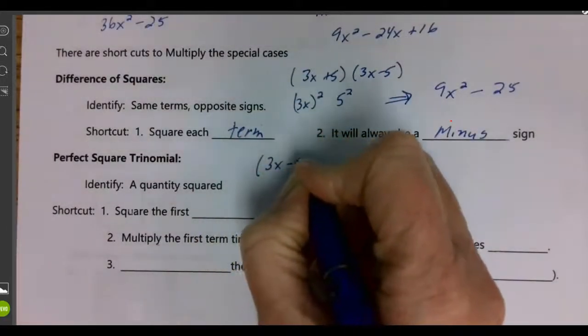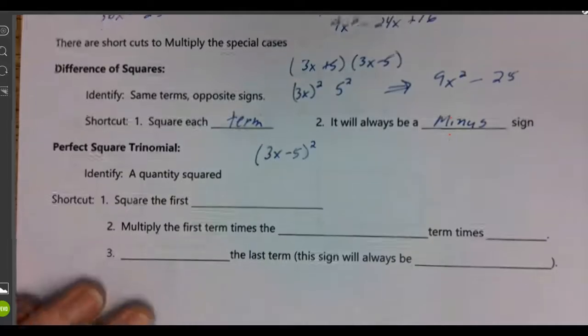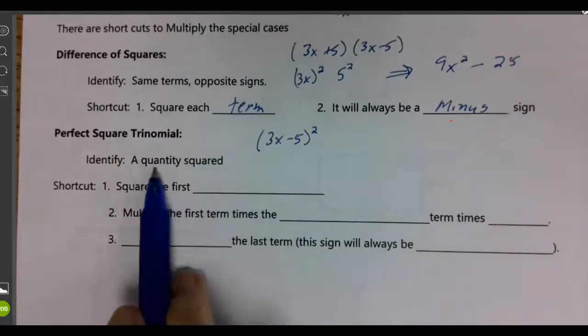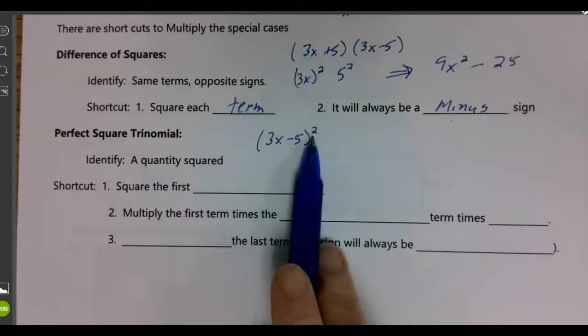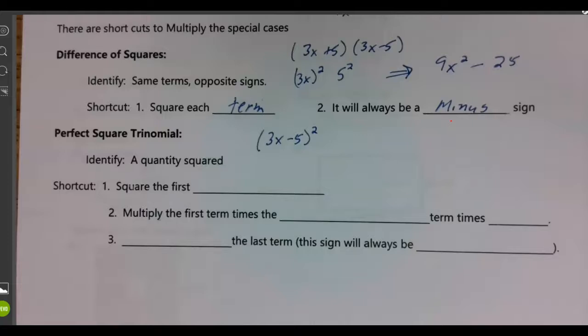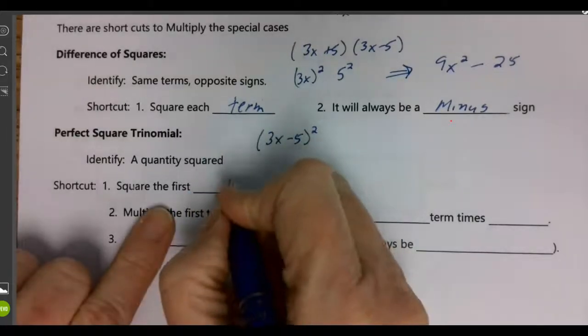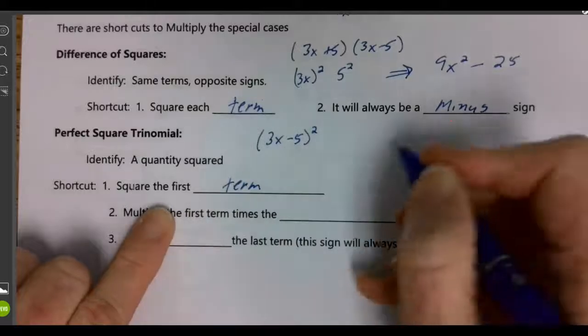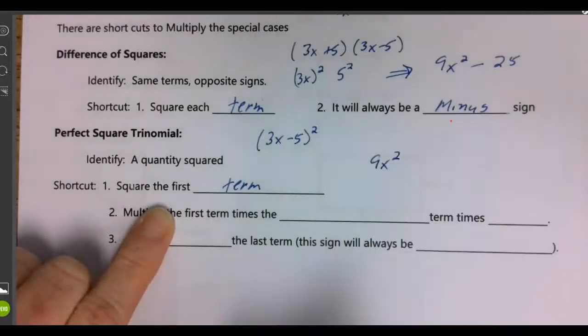We'll just take what we had before, 3x minus 5 quantity squared. We'll use those same ones. So, easy to identify. If I have a binomial with a quantity squared, I've got a perfect square trinomial. So here's the shortcut. Be very careful with it. Square the first term. So that gives me 9x squared.